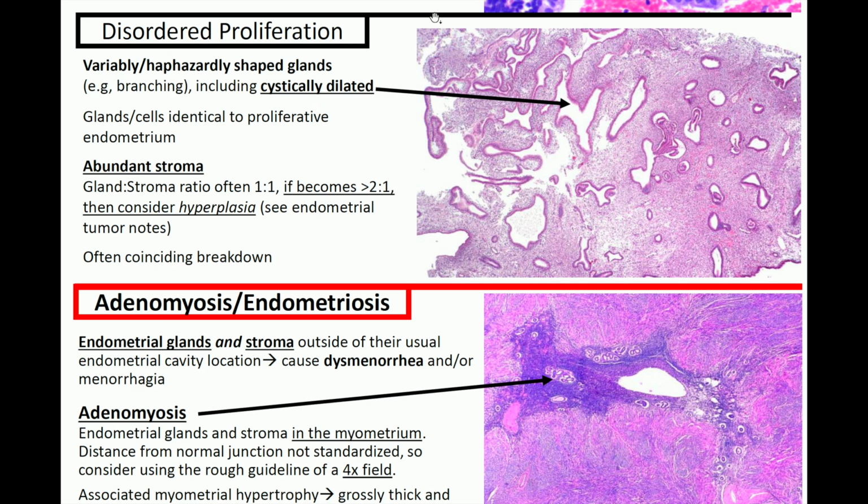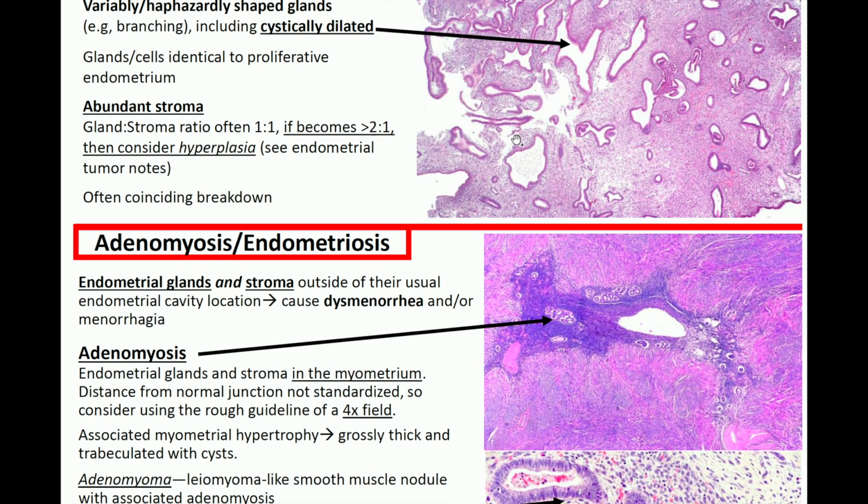And disordered proliferation often coincides with breakdown. So at first glance, on low power view, you see these cystically dilated glands, and these abnormally shaped glands can make you think of a few things. You can think of a disordered proliferative pattern, or you can also think of an endometrial polyp, especially if you're seeing a pink background or stroma. Just good to be aware of.